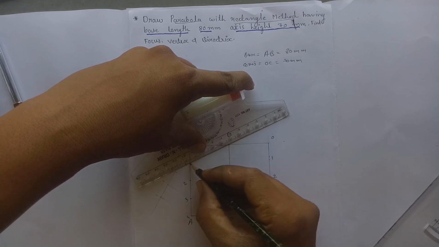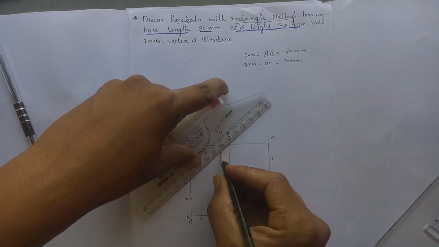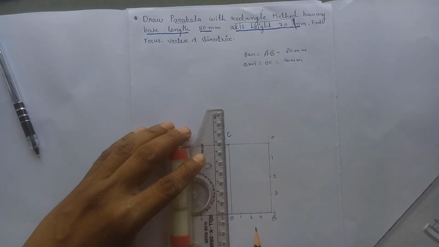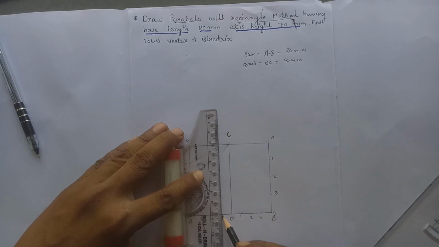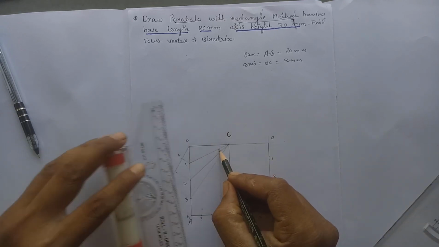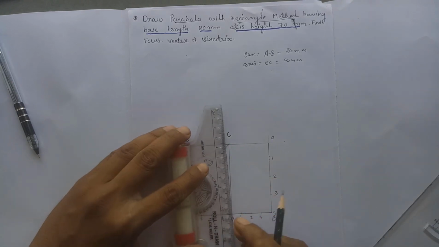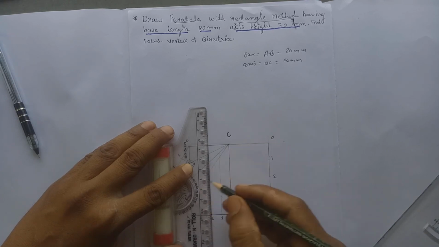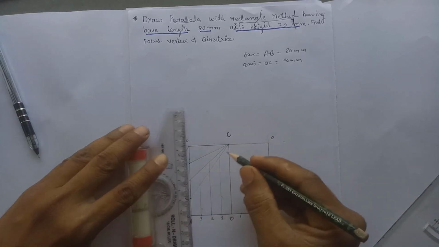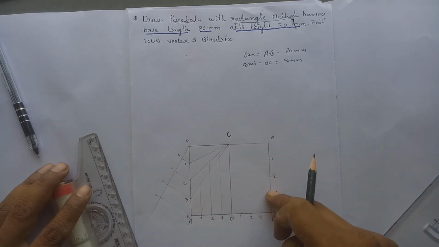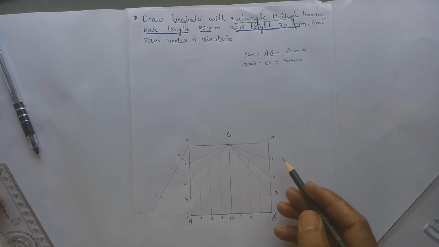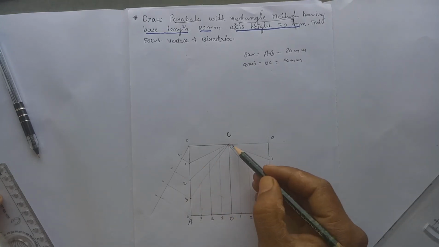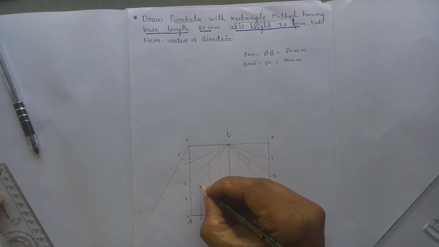Now afterwards, connect point C to 1, C to 2, C to 3, and draw lines parallel to OC from 1 up to the C1 line, from 2 parallel to OC up to C2, and from 3 up to C3. Same on the right side also. So C1 with 1, C2 with 2, C3 with 3. Mark the intersection points.